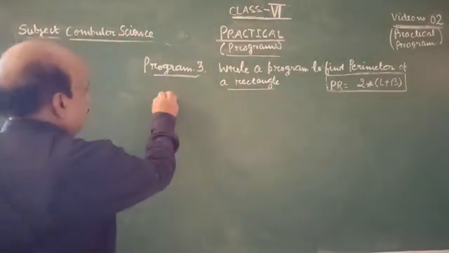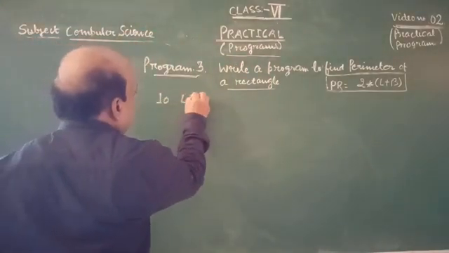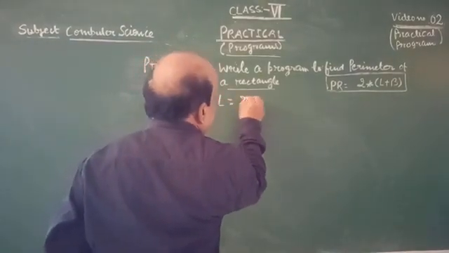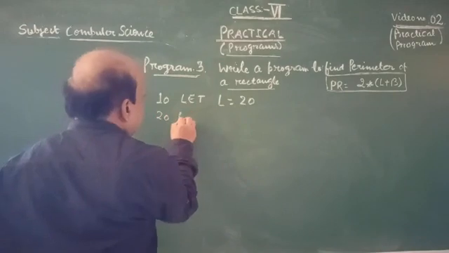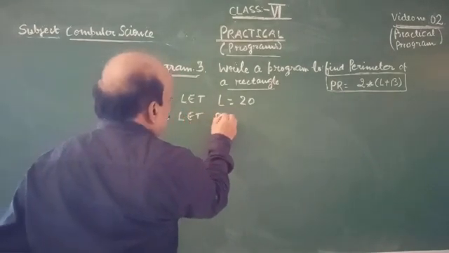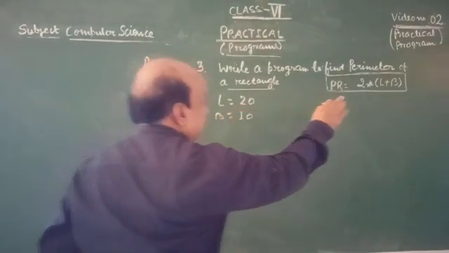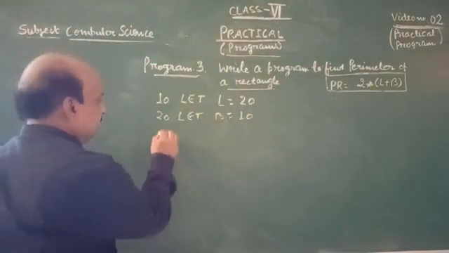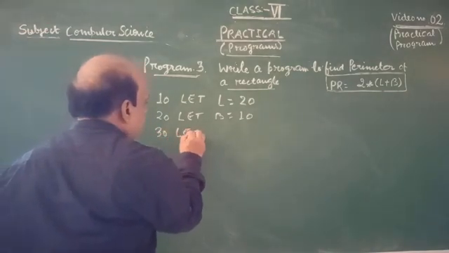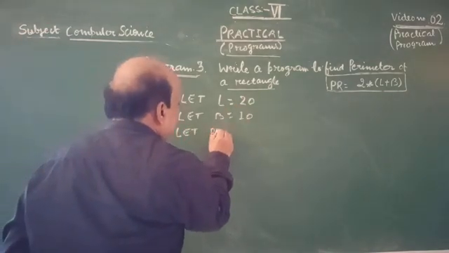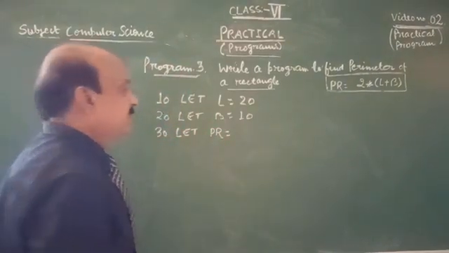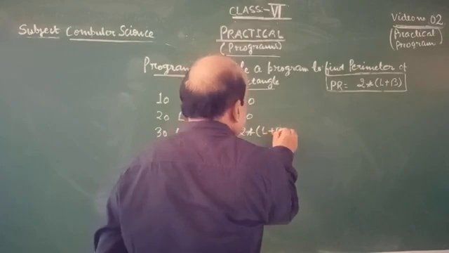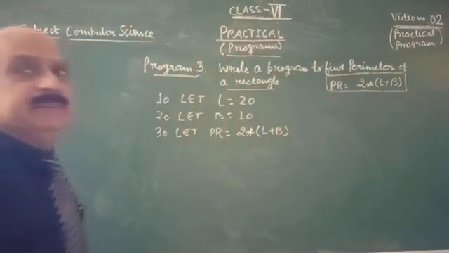So you will use line number 10. Let L equal to any value, you can take 20. Let B equal to 10. Here the L and B values we have assigned. Now you will use the formula, line 30. Let PR, perimeter of rectangle, use the formula 2 into L plus B. Here the processing of the formula is completed.